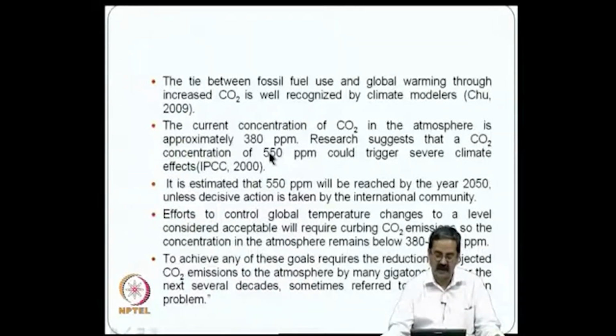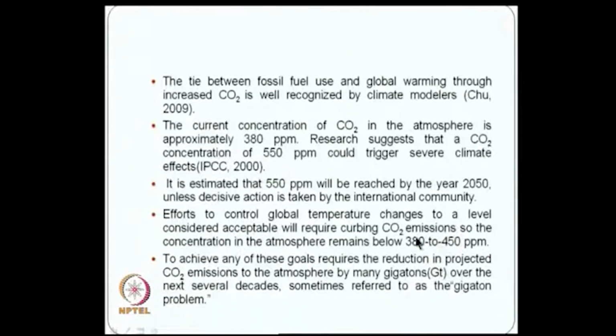So, the objective now is how do you stick to this limit. People estimate that 550 ppm will be reached by the year 2050, and unless decisive action is taken by all the communities, it is not easy to control this concentration of carbon. Efforts to control global temperature changes to an acceptable level will require curbing CO2 emissions so that the concentration in the atmosphere remains below 380 to 450 ppm.